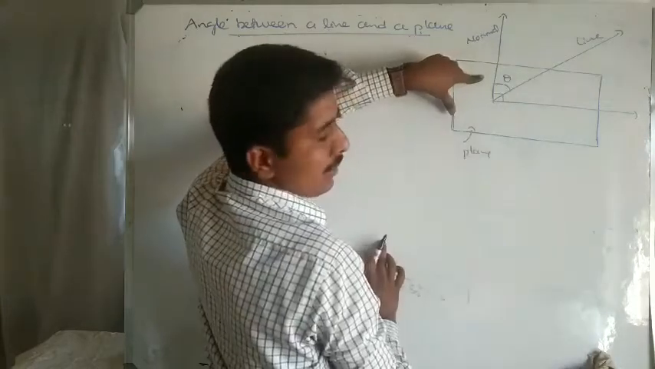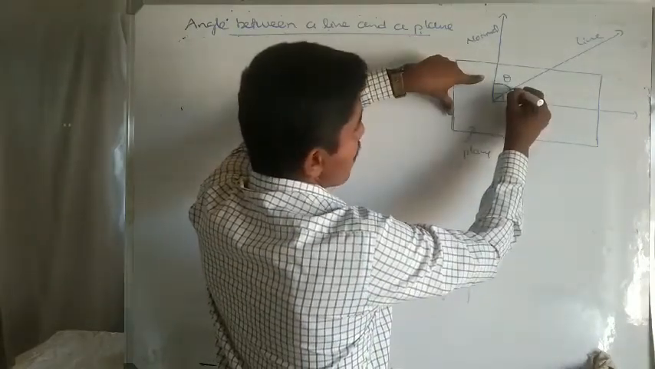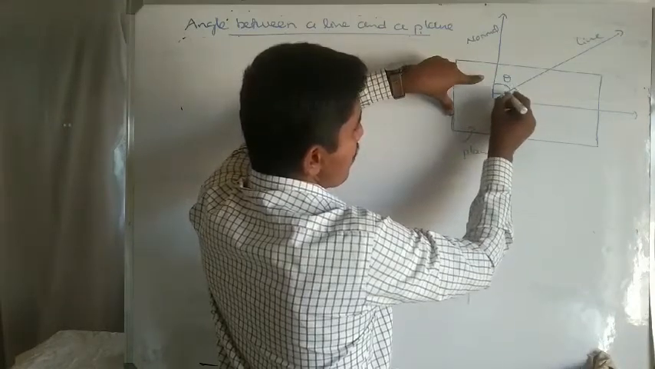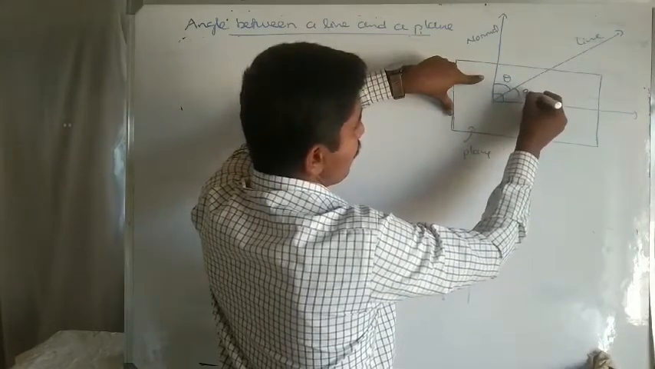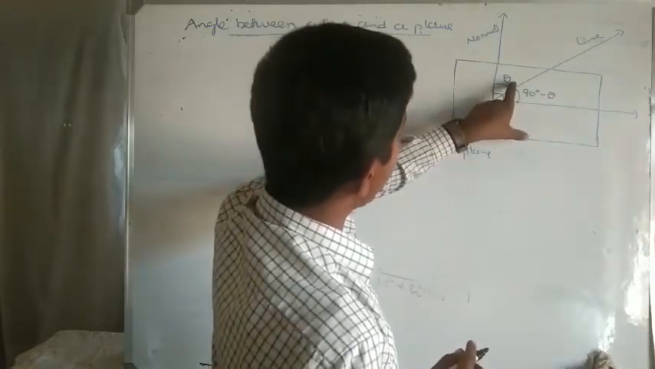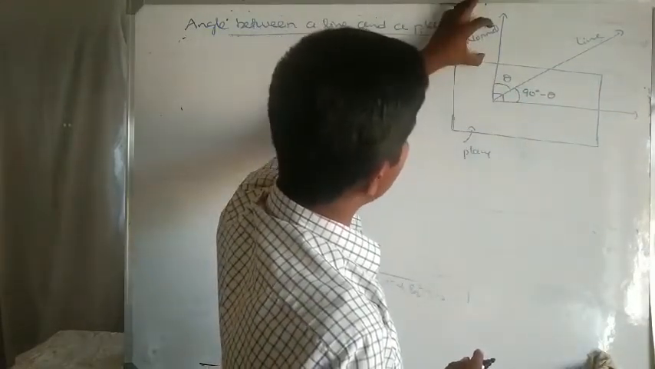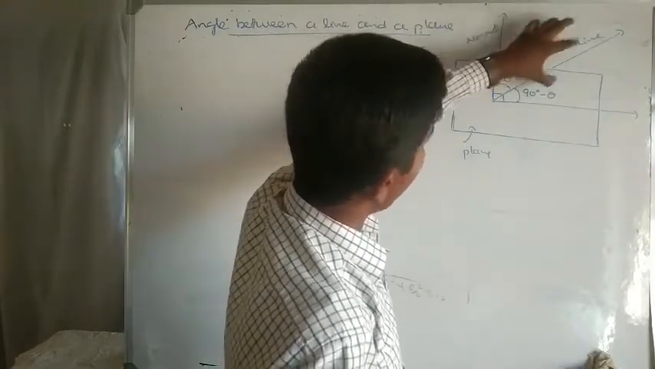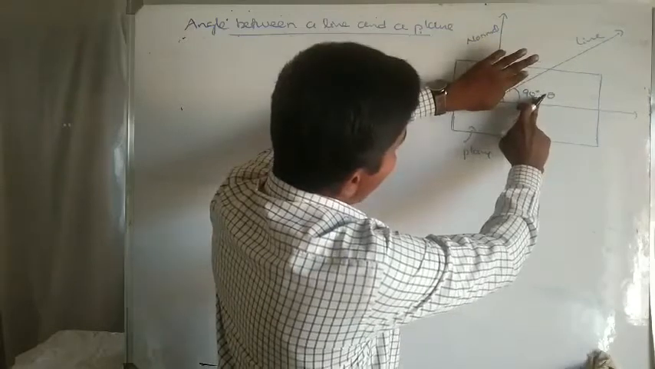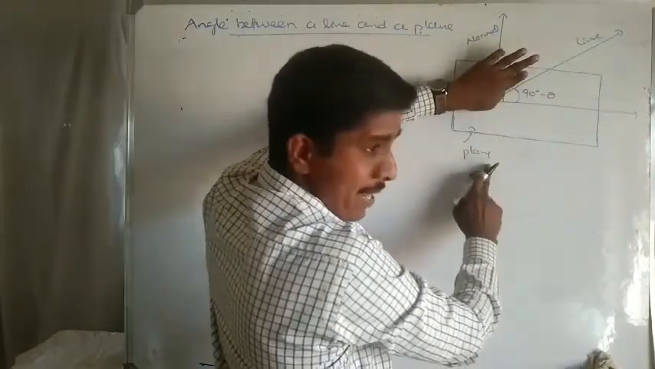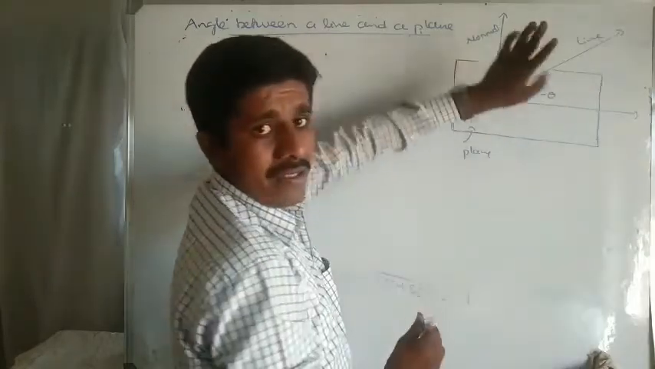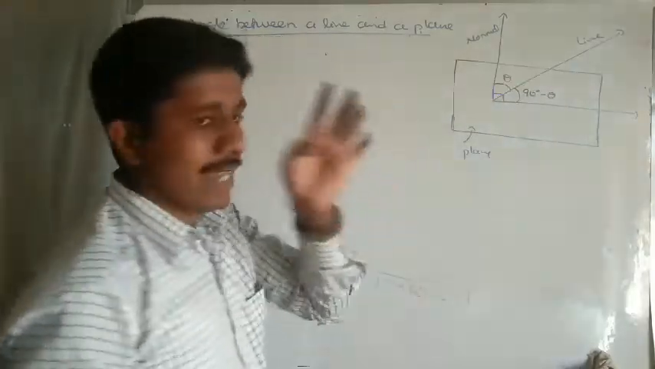This is theta. What about this angle? This total is 90 degrees. If this is theta, then this is 90 minus theta. Clearly, here theta is the angle between the normal to the plane and the line, and 90 degrees minus theta is the angle between the line and the plane. So mind it here.